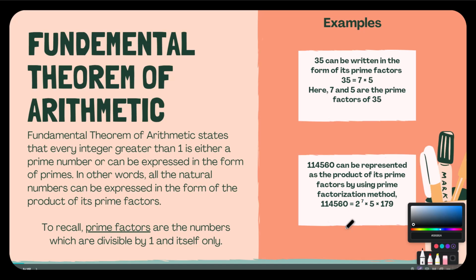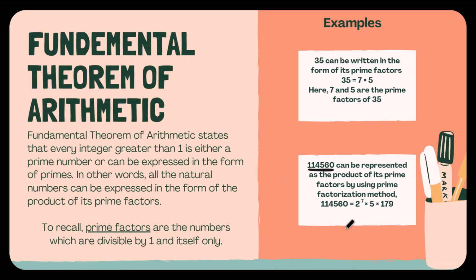Suppose we have 114560. How can it be represented after prime factorization? You can write it as 2 raised to 7 into 5 into 179, right? So you can calculate using prime factorization and find the answer.